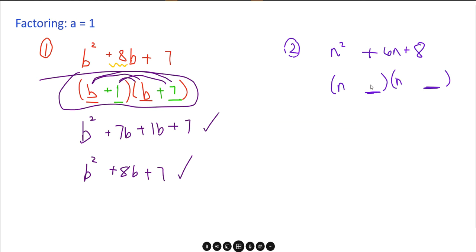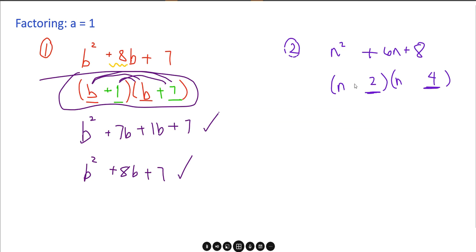So, okay, I could do a 1 and an 8. That would multiply to get 8, but does that add up to get 6? No, it adds up to get 9, so I better not put a 1 and an 8. Let's try two other numbers, maybe a 2 and a 4. Or I could have done 4 and 2. If I add those numbers together, will I get 6? Yes. So I've found two numbers that multiply to get 8, and they add up to get 6.